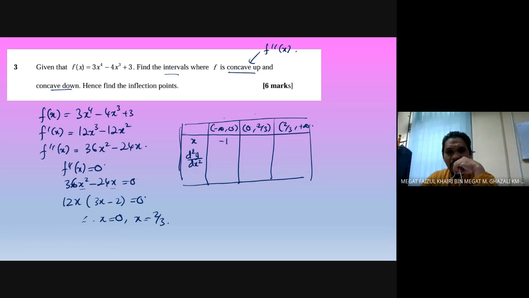Between 0 until 2 over 3. 2 over 3 is 0.6, right? Can somebody tell me what is 2 over 3 in decimal?